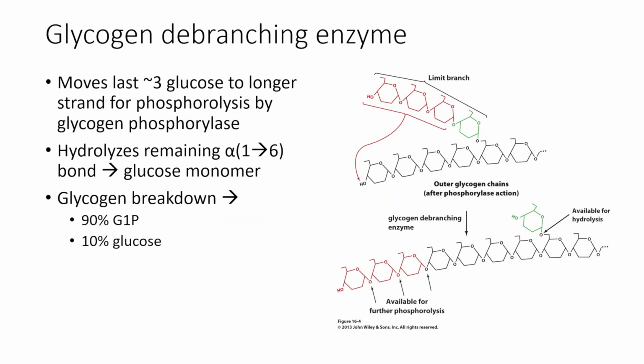So next, let's discuss glycogen debranching enzyme. Glycogen debranching enzyme gets involved once you hit that limit branch where glycogen phosphorylase gets stuck. What the debranching enzyme does is first it moves the last 3 glucoses, which are shown here in red. And these are all connected by those alpha-1,4 glycosidic bonds.